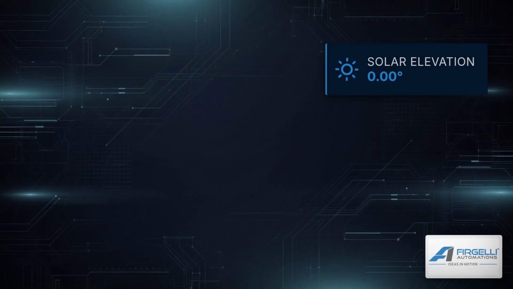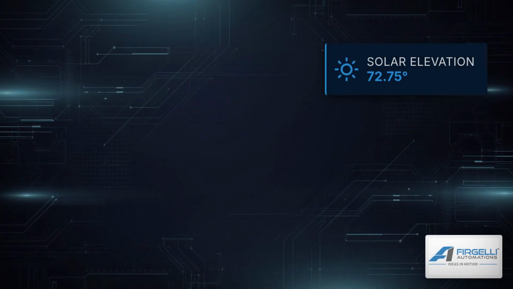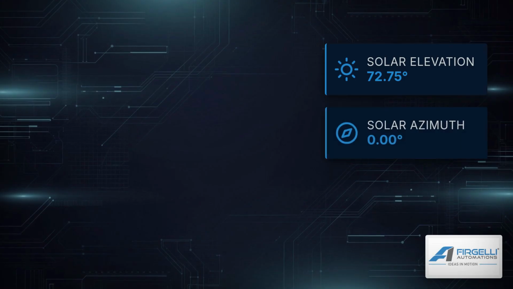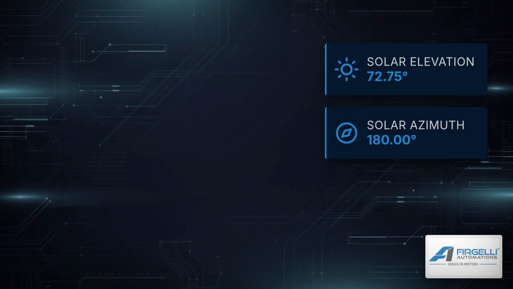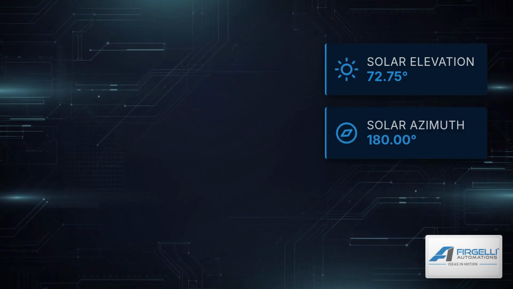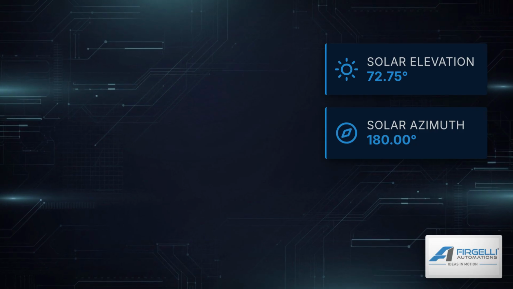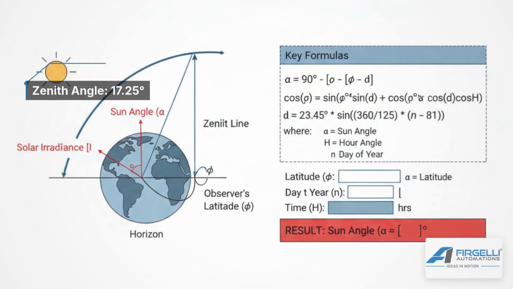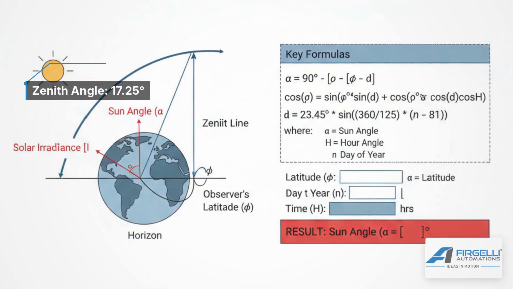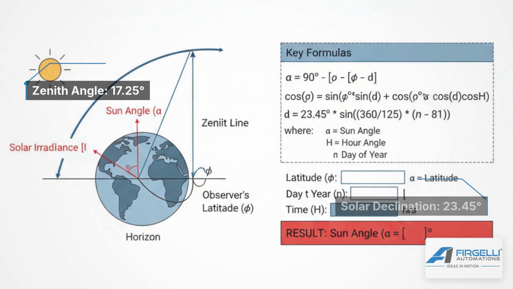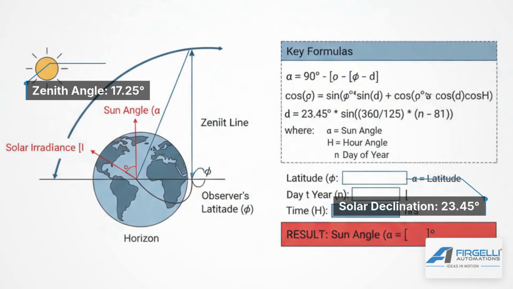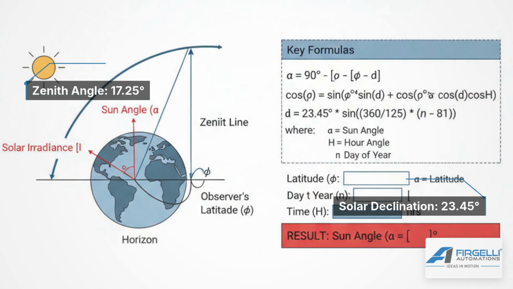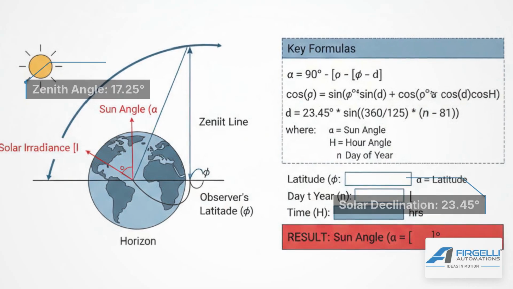After clicking Calculate, the results show solar elevation at 72.75 degrees, meaning the sun is high in the sky. Solar azimuth reads 180.00 degrees, indicating the sun is due south. Zenith angle shows 17.25 degrees, which is the angle between vertical and the sun's position. Solar declination is 23.45 degrees, representing the sun's angular distance from the celestial equator.